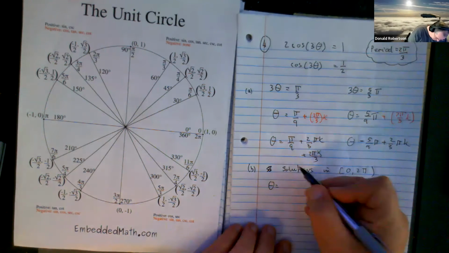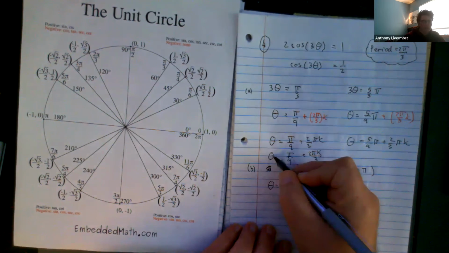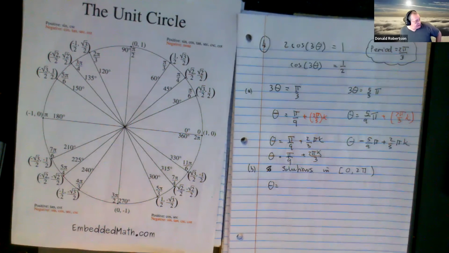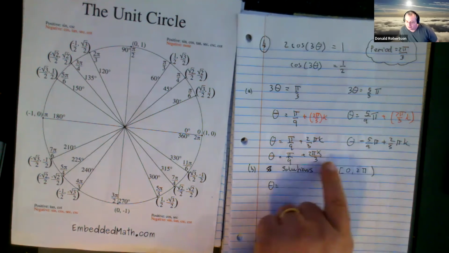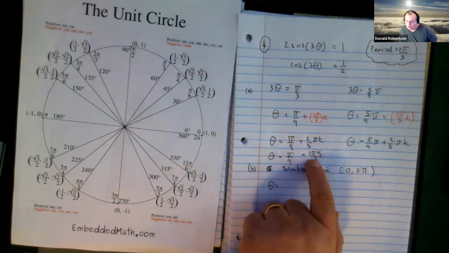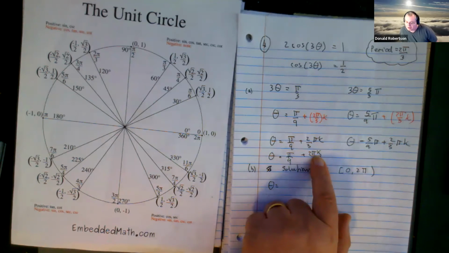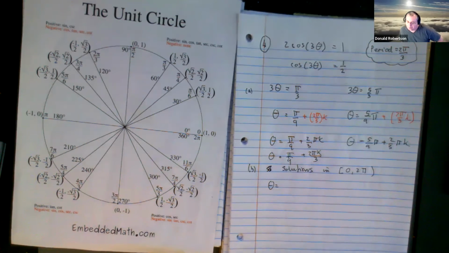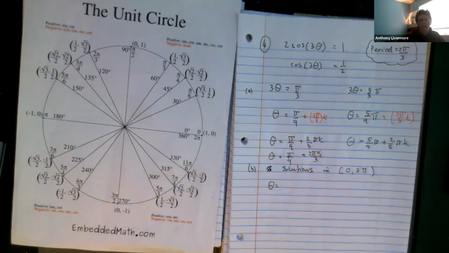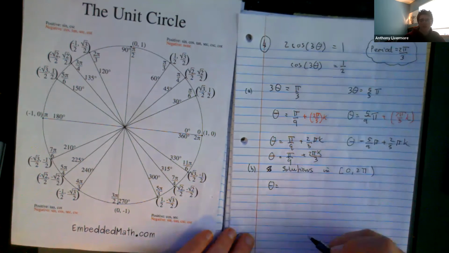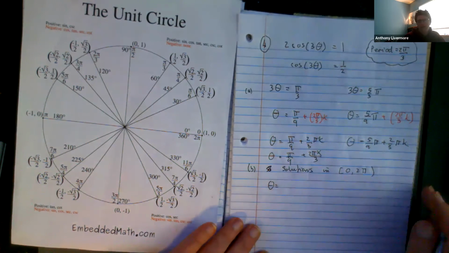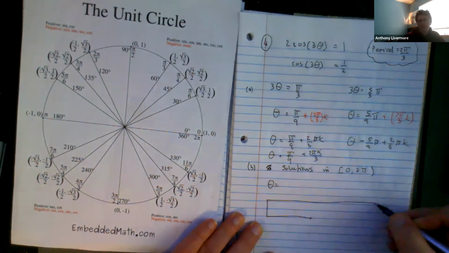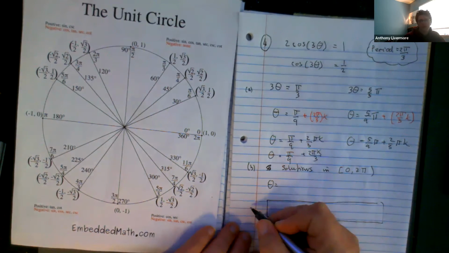So would the question be asking for 6 different answers or just 2? In this case, they're asking for all solutions. This isn't just one answer. This is that answer plus what you get if you add on 2/3, what you get if you add on 2 lots of 2/3, what you get if you add on forever. So would you put the pi over 9 plus 2 pi k over 3 for one of the answers, and the other answer would be the 5/9 pi plus the 2 pi k over 3?